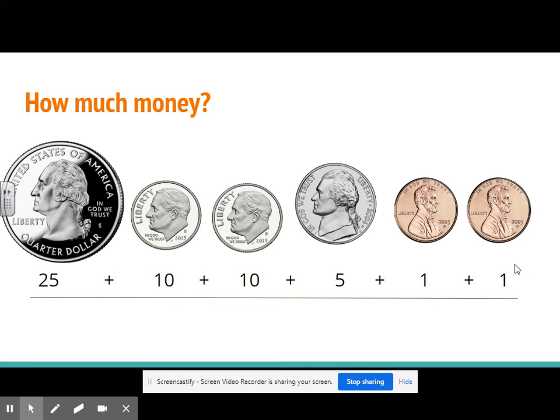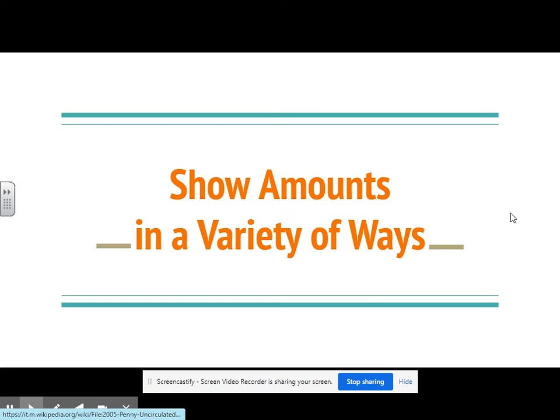51, 52. Okay? Another way we could do that is, I know that if I put this 5 over here with the quarter, that would be 30 cents. 25 and 5 is 30, but I've got to remember I've already counted that. So 30, 40, 50, 51, 52.